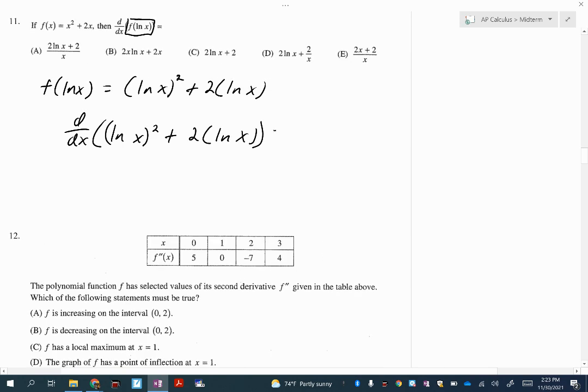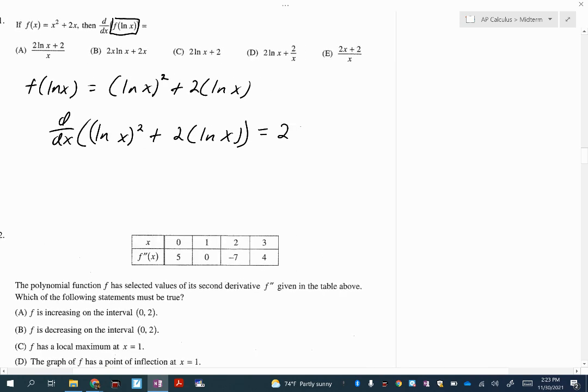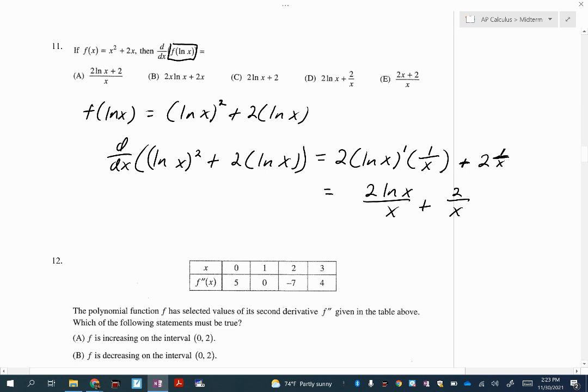Now again, if you need to use the formula sheet, please. I'm going to use the power rule here, 2 times the natural log of x to the first power times the derivative of the natural log of x, which is actually 1 over x, plus 2 times the natural log of x. The derivative of the natural log of x again is 1 over x. Okay, so if I write that out, I have 2 natural log of x over x plus 2 over x. You have the same denominator, so you can add them together. And your answer choice that matches that would be A.